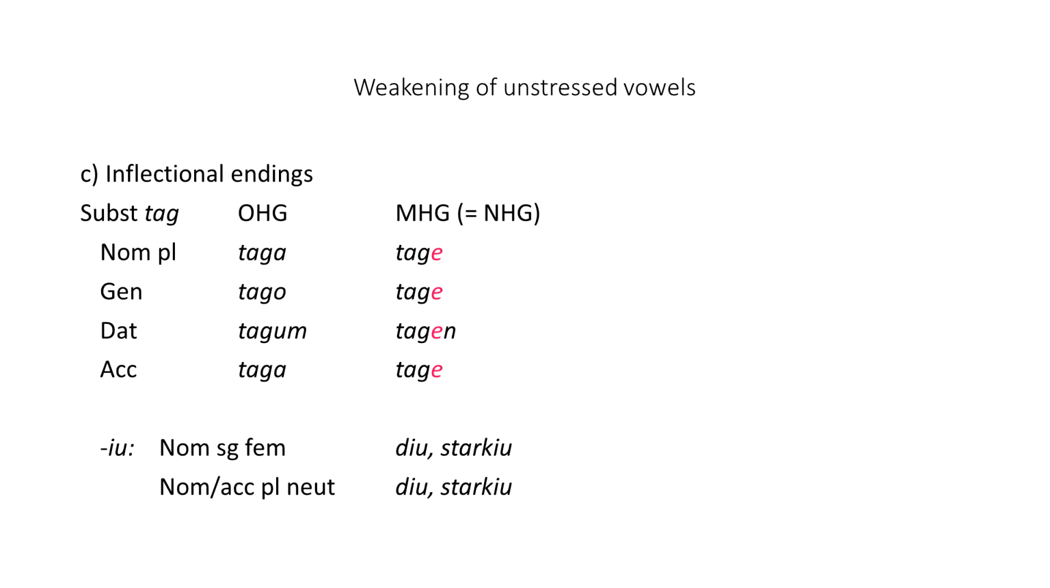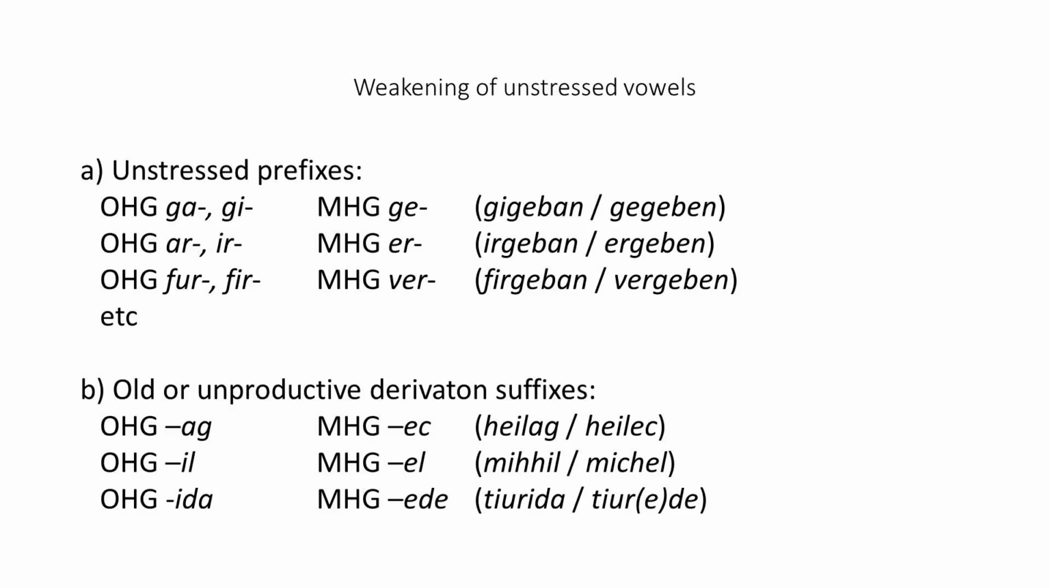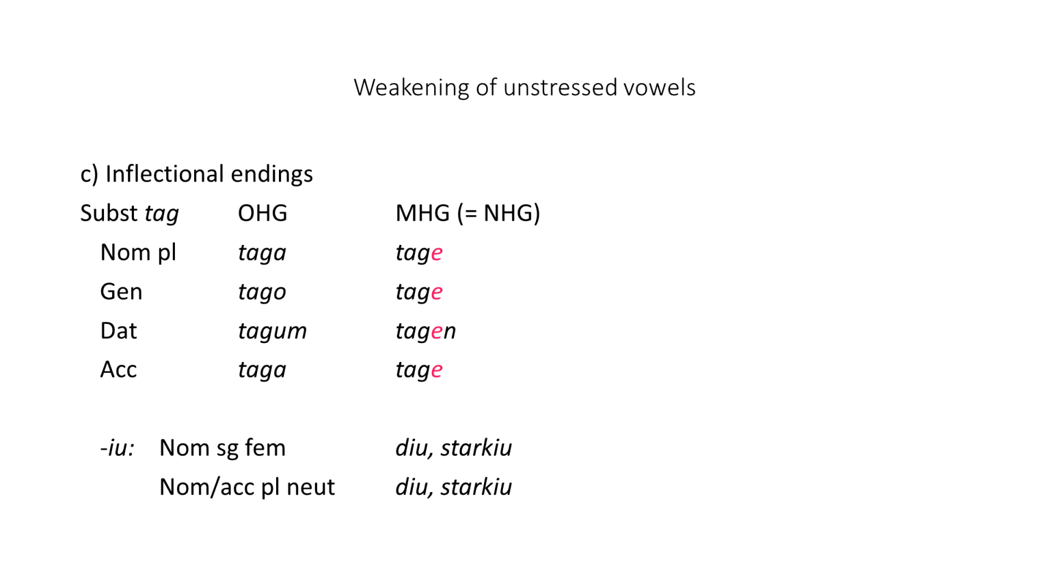Additionally, the weakening of unstressed syllables works without much restriction in derivational suffixes that are very old and no longer productive. As such, Old High German -ag, -id, -ida, appear as -ek, -el, and -ade in Middle High German. Finally, the weakening of unstressed syllables also affects inflectional endings, and this will have consequences for the further development of German phonology, morphology, and syntax.